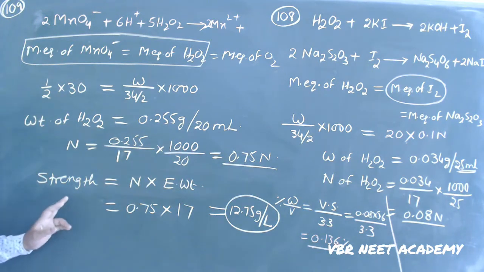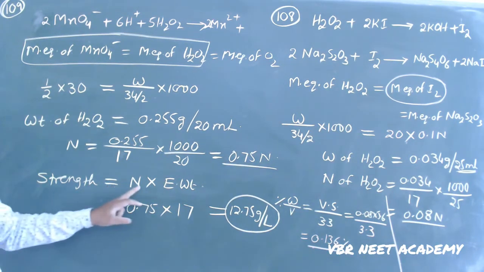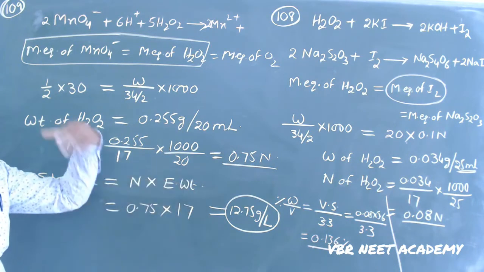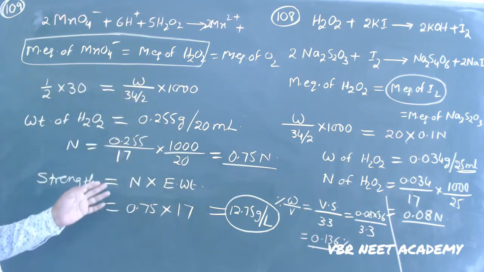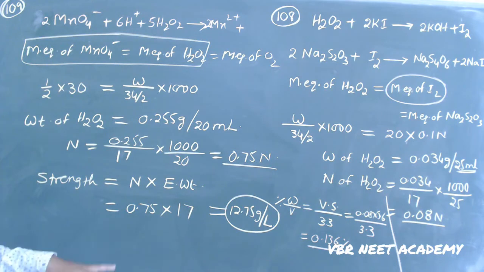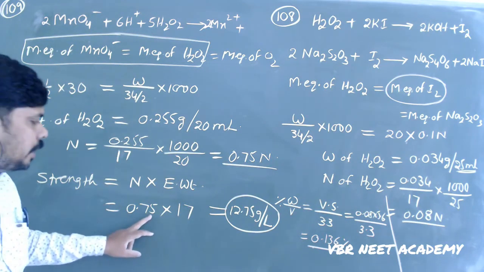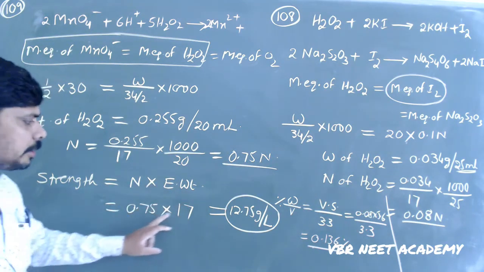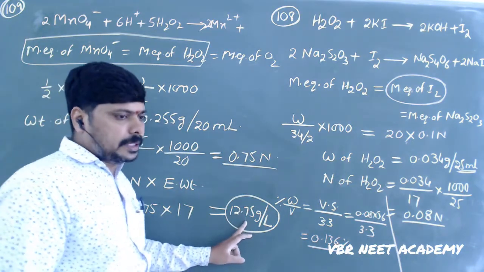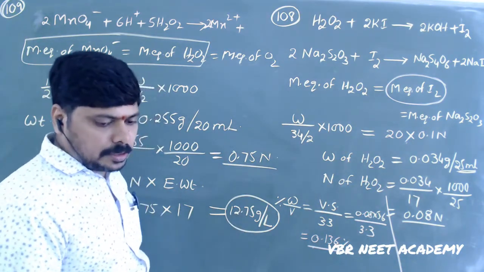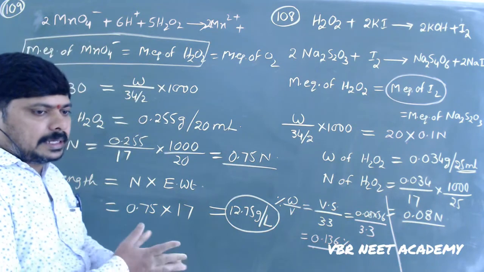When they ask for strength in gram per liter, calculating normality into equivalent weight gives gram per liter directly. If you are taking gram per 100 ml, you need to do it differently. Otherwise, it is normality into equivalent weight, which equals 12.75 gram per liter. So this is the volume strength calculation.